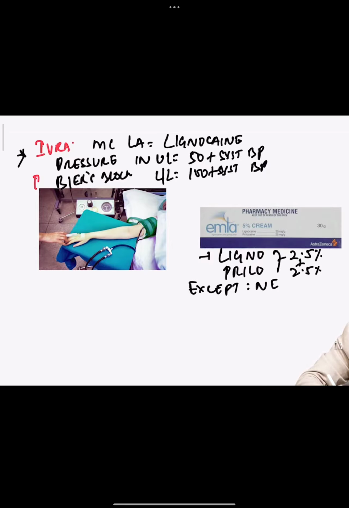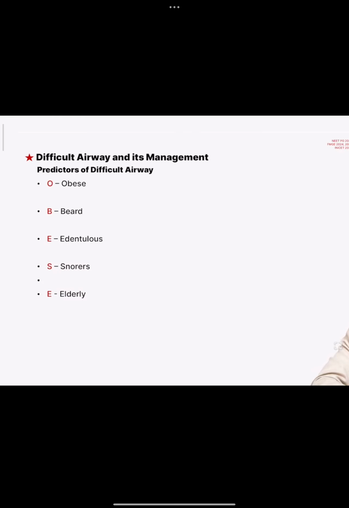Why? Because in neonates, if you apply EMLA cream, what will happen? This prilocaine will cause methemoglobinemia. Prilocaine can cause methemoglobinemia. Very important. Okay, that's regarding the EMLA cream.